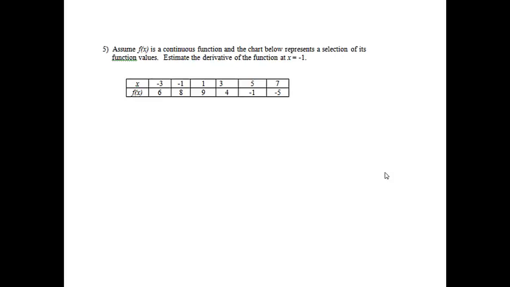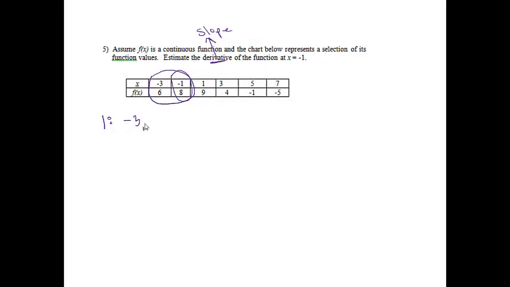Okay, number 5, assume f of x is a continuous function, and the chart below represents a selection of its function values. Estimate the derivative of the function at x equals -1. Notice this time x equals -1 is actually on our chart, but a derivative, remember, is a slope, and to calculate a slope we need 2 points. So actually there are 3 different ways that you could do this, and I'll do all 3. The first way, I could pick these 2 points because that would actually contain -3.